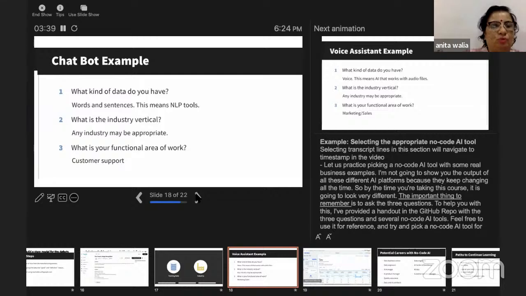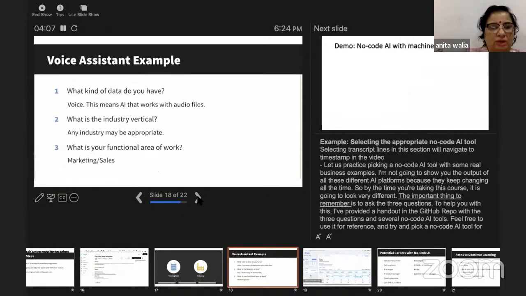For example, if you want to create a chatbot, for that you need data like words and sentences, and you need an NLP tool, a natural language processing tool. What is the industry vertical? Any industry can use a chatbot. It can be the banking industry, it can be e-commerce, any industry which can use a chatbot. What is your functional area of working? Chatbots are basically used for customer support. So these three questions you have to answer.